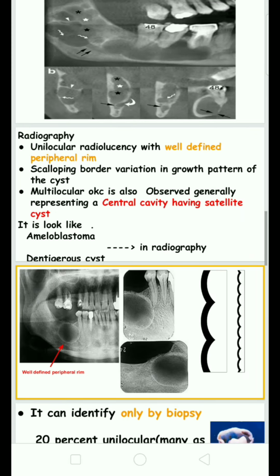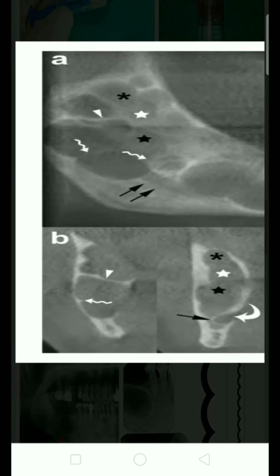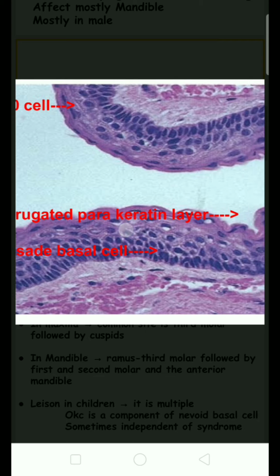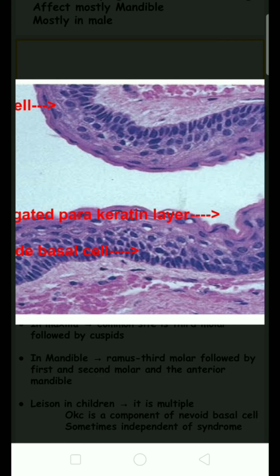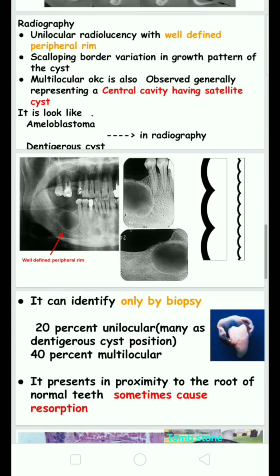The multilocular odontogenic keratocyst also has a central cavity containing satellite cysts or daughter cysts, because the palisaded basal cell layer invaginates towards the cell wall, which leads to the formation of small islands. Those small islands form satellite cysts or daughter cysts. This leads to development of a large cyst. So the central cavity contains satellite cysts.